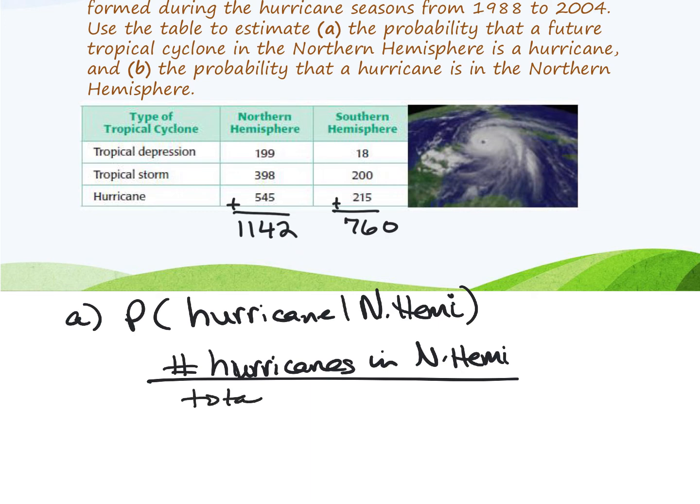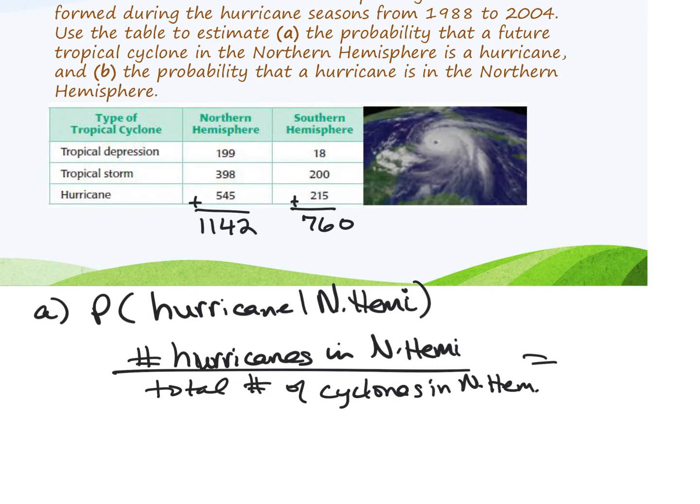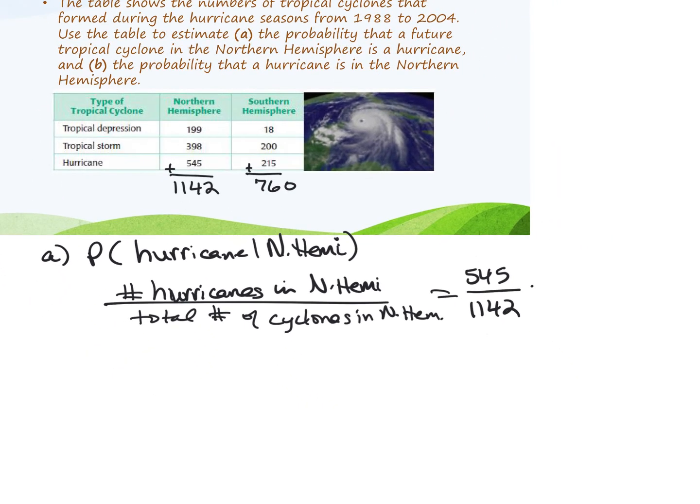So the total number of cyclones, which I already added, in the northern hemisphere. So the number of hurricanes in the northern hemisphere was 545. Total number of cyclones, tropical depressions, tropical storms, and hurricanes was 1,142. Once I divide this, it becomes 0.477. As a percent, 47.7. Rounded to the nearest whole percent, 48.